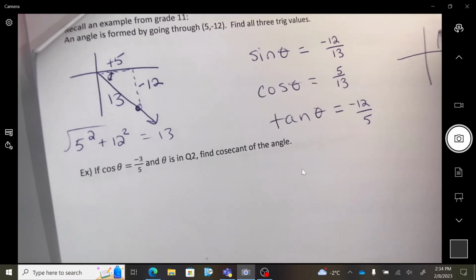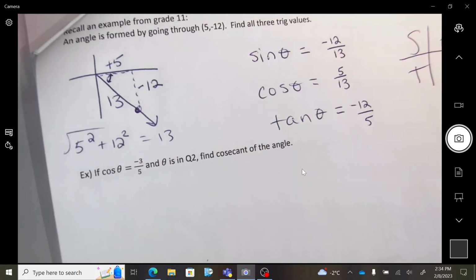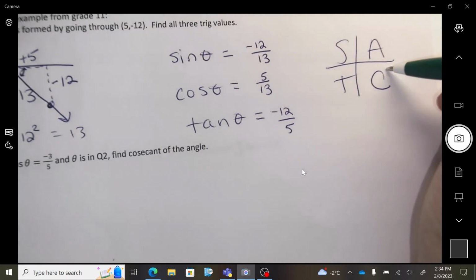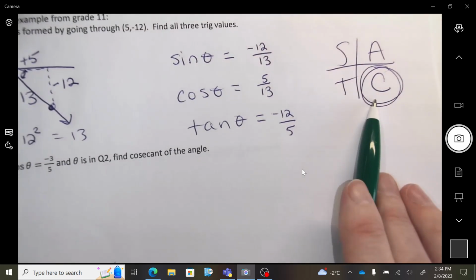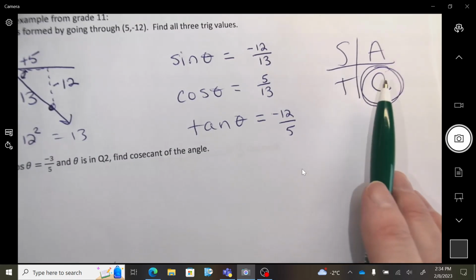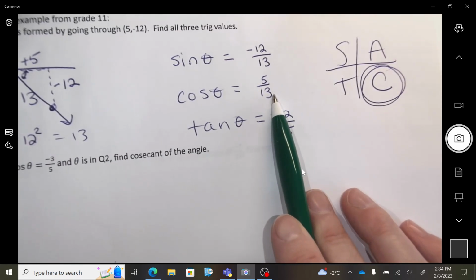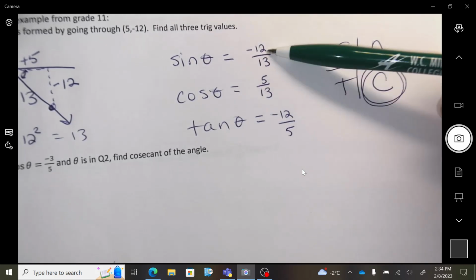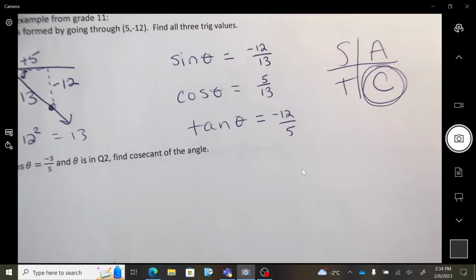Do you remember this idea from grade 11 as well? ASTC. So what do you know? We're in this quadrant. So what does that tell me? Cos is positive. Check. And what else do you know? The other ones are negative numbers. And that all matches, right?